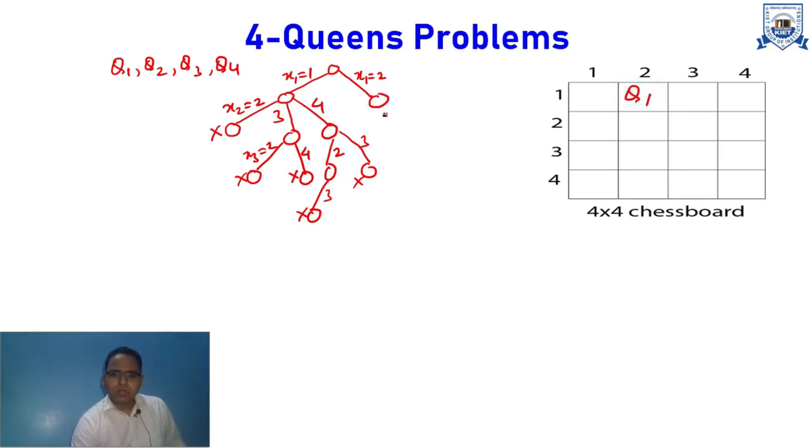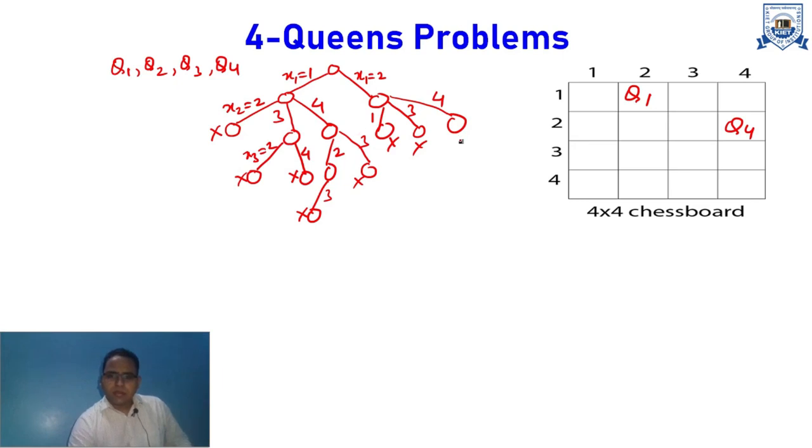Now let's see, can we place queen 2 in the first column? No, we can't, because if you place queen 2 here, it will be diagonal, so it is a dead end. Again backtrack. Can we place queen 2 in the third column? Again not possible, since queens 1 and 2 would be diagonally adjacent. The next option is the fourth column. Yes, we can place, since q1 and q2 are not in the same row, not in the same column, and not diagonal to each other.